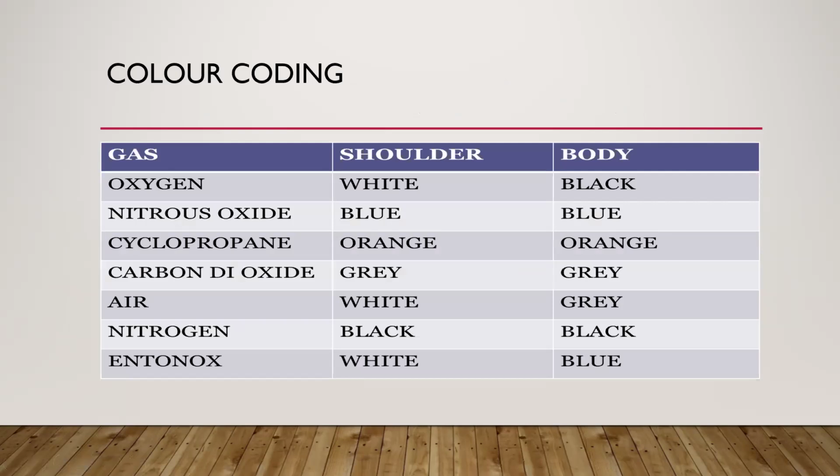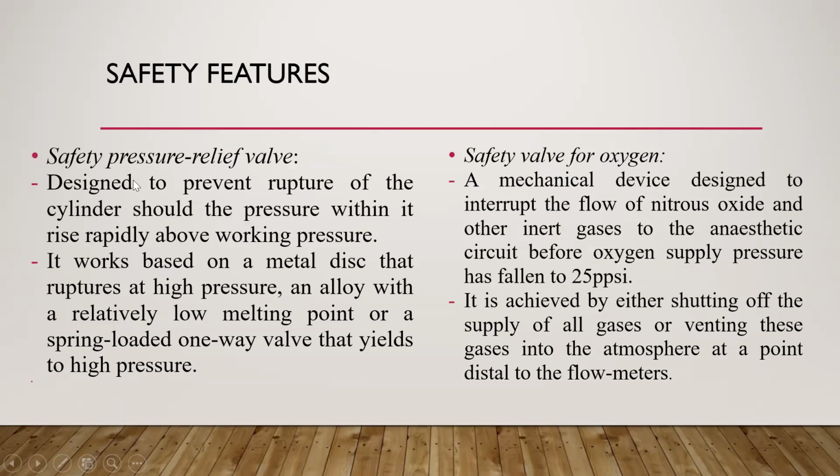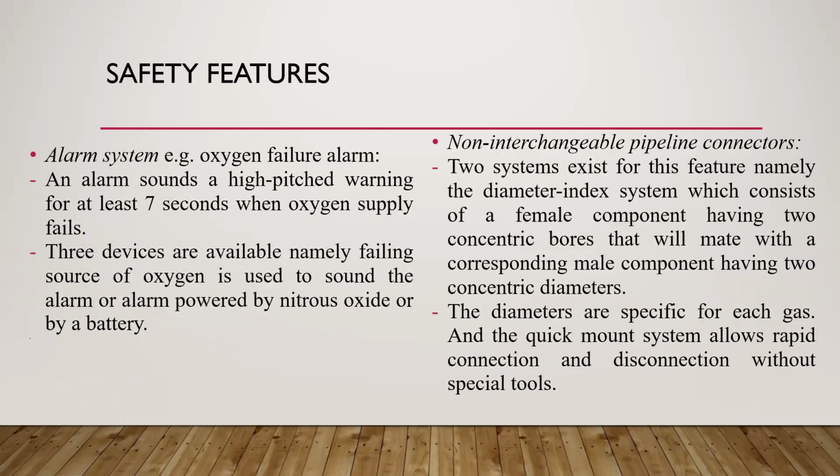So these are gas coded. You remember we talked about helium the other time. These are the gas coded systems. We have the safety pressure relief valve and the safety valve for oxygen. If I'm three or four theaters away and there's an oxygen failure somewhere, it will raise a high pitch alarm for 20 seconds. This is achieved by shutting off all supply of other gases or venting the gases to the atmosphere. Safety valve for oxygen, alarm system.